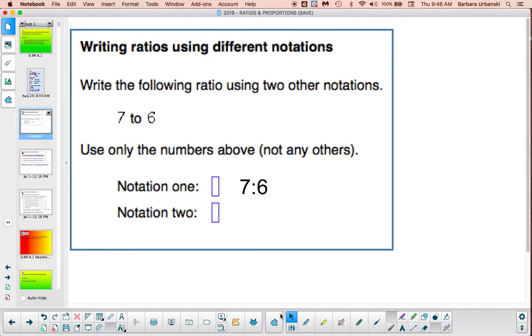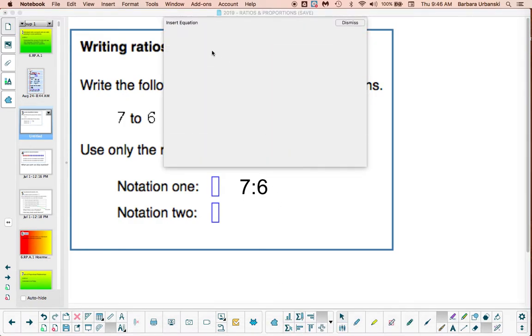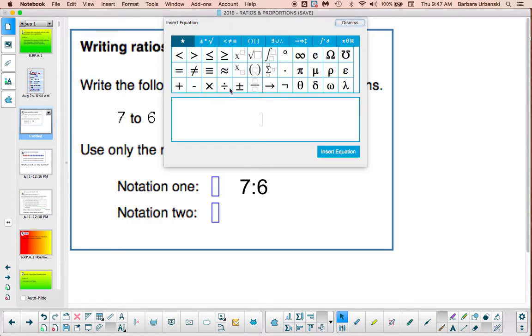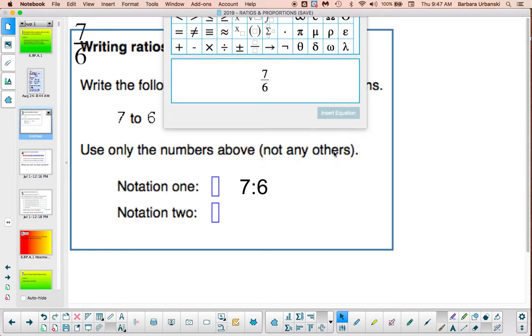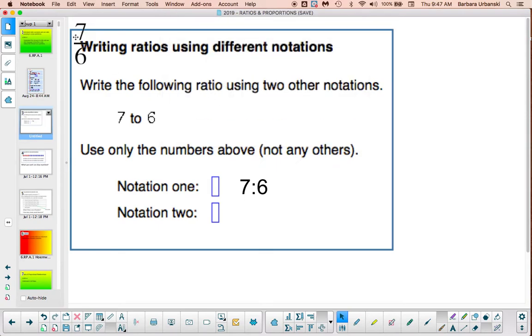My computer's a little slow, but it would be looking at it as a fraction. Thank you for your patience here. The 7 would have been in the numerator, and then the 6 would have been in the denominator. And it's written that way because the 7 is mentioned first.